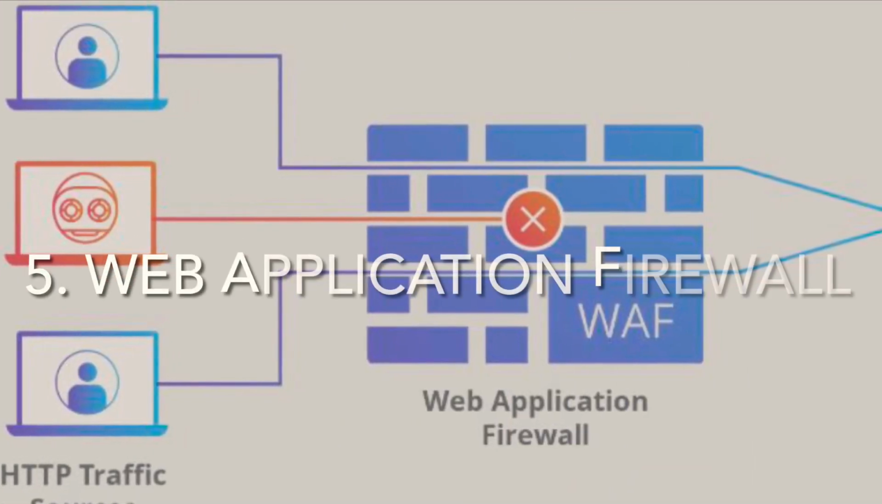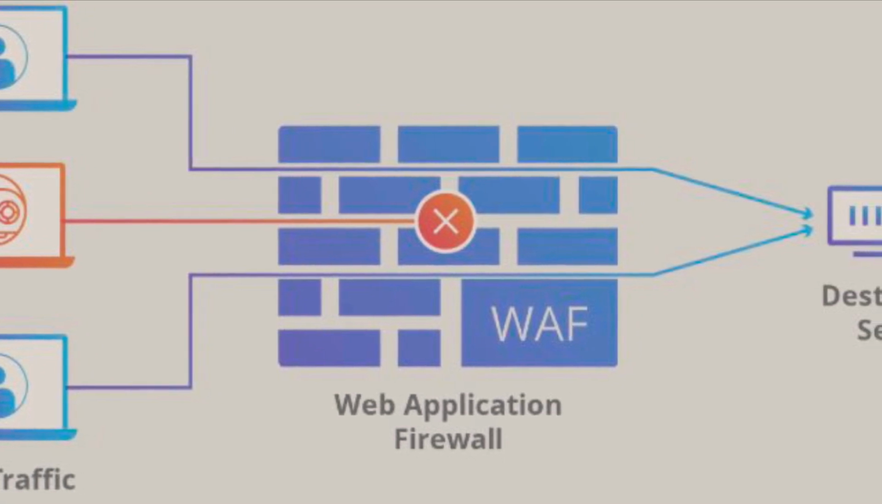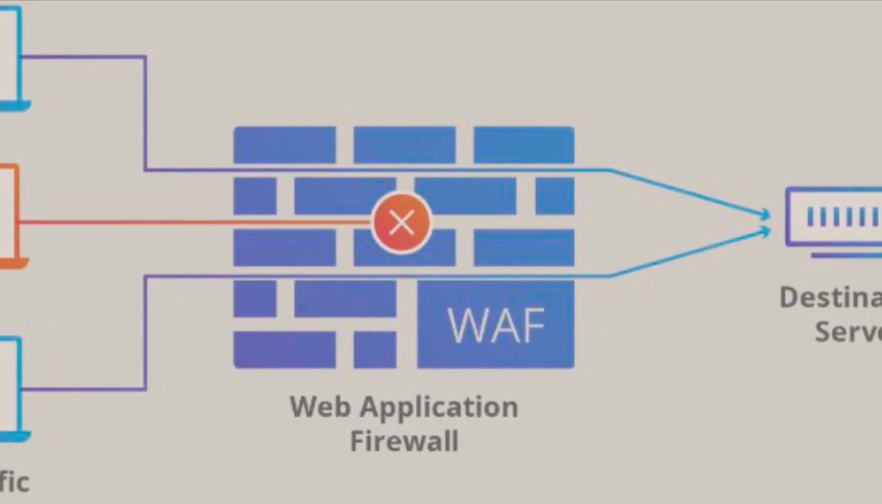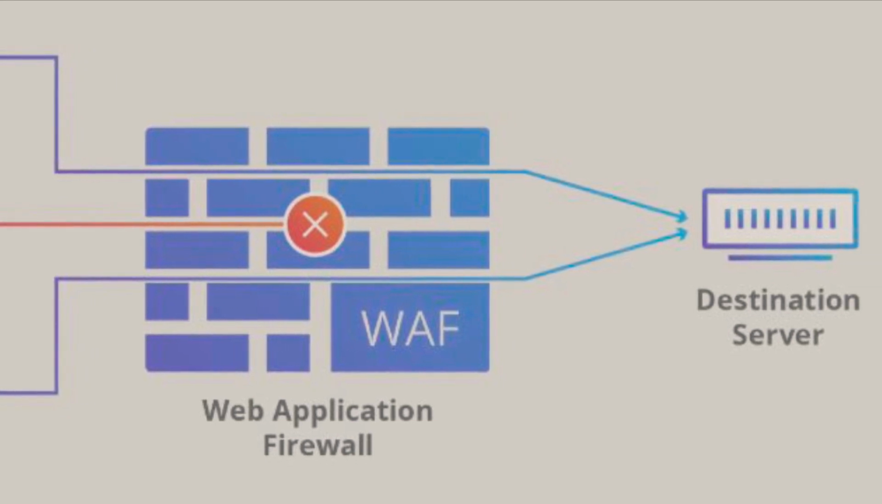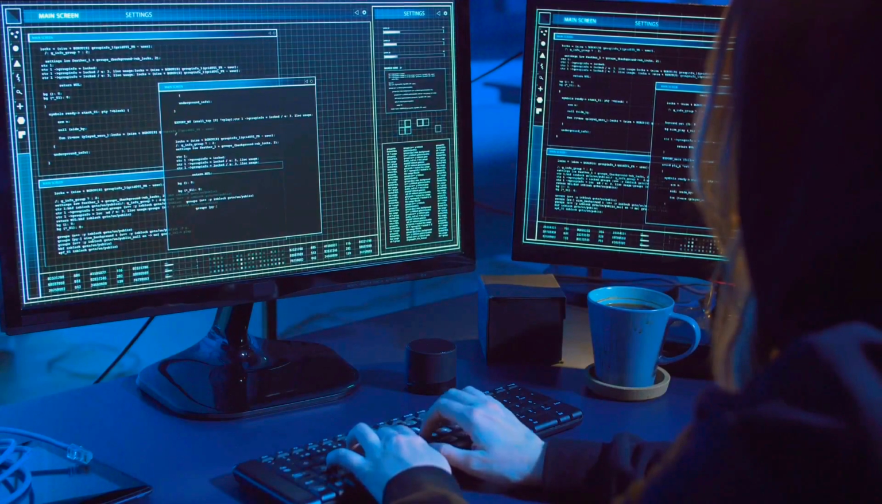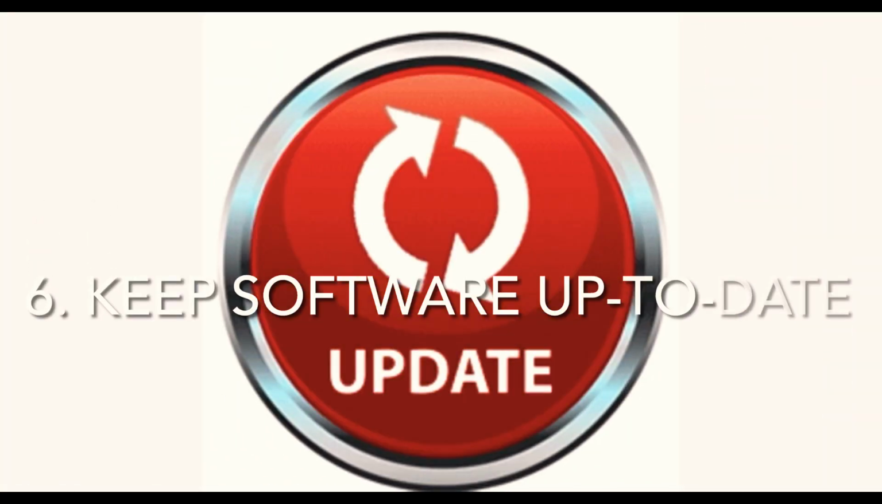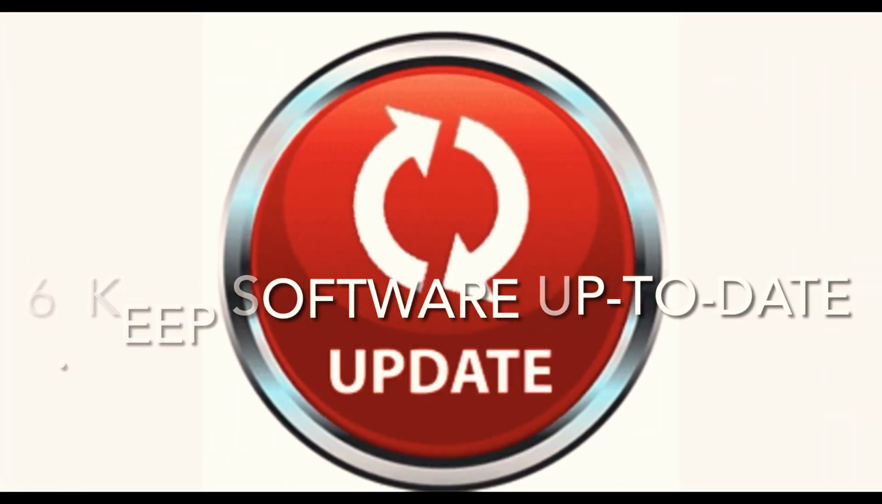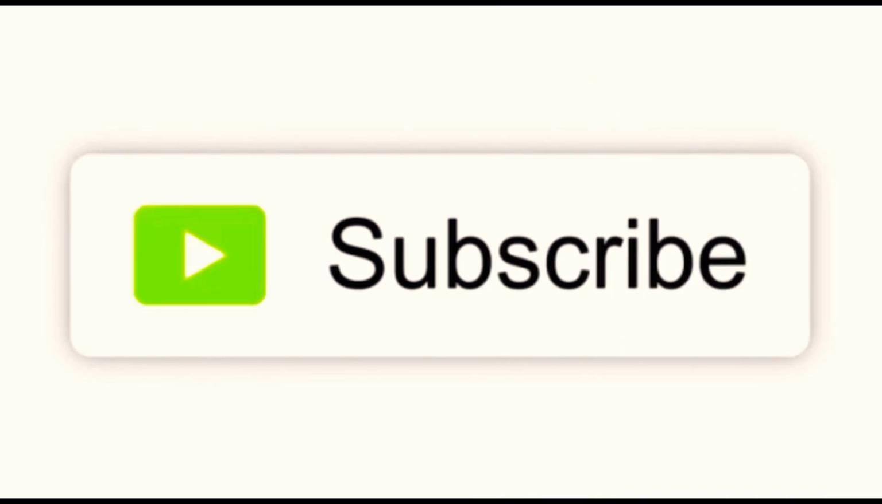Web application firewalls, or WAFs. Deploy a WAF in front of web applications to monitor and filter incoming traffic for potential SQL injection attempts based on predefined security rules and patterns. Keep software up to date. Regularly update and patch web application software, libraries, frameworks, web servers, and database servers to address known vulnerabilities that could be exploited for SQL injection.